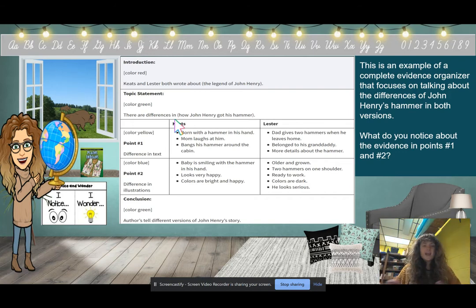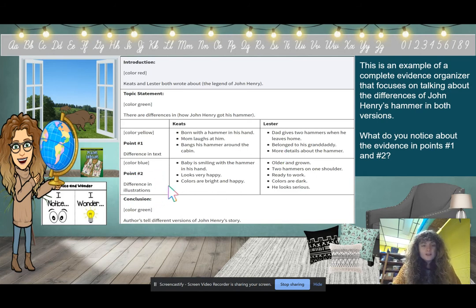All right. Now, the points, our evidence is going to support our topic statement, right? We're talking about the differences in how John Henry got his hammer. Point 1, in Keats' version, John Henry was born with a hammer in his hand, but in Lester's version, his dad gives him 2 hammers when he leaves home. That would be point 1, one sentence. We're comparing Keats and Lester.